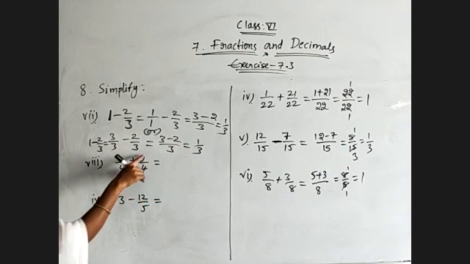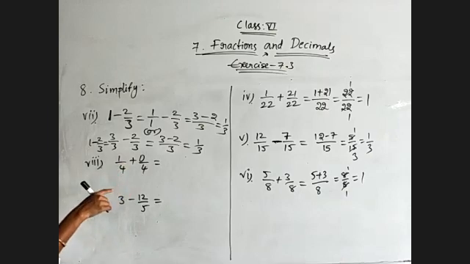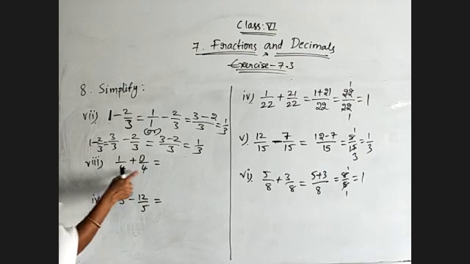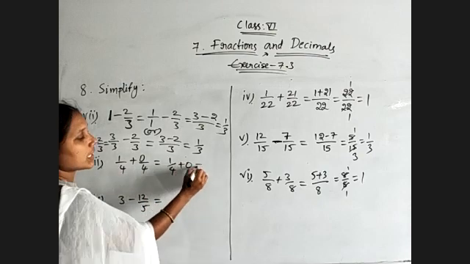Okay, and now just observe, in 1 by 4 plus 0 by 4, both are like fractions. So 1 plus 0 by 4 we can write, that is nothing but 1 by 4. But 0 by 4 is nothing but 0 only. So if you are adding 0 to any number, that number only you will get. 1 by 4 plus 0 is nothing but 1 by 4.